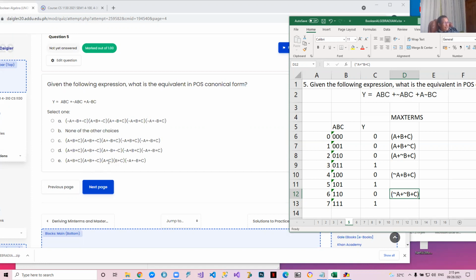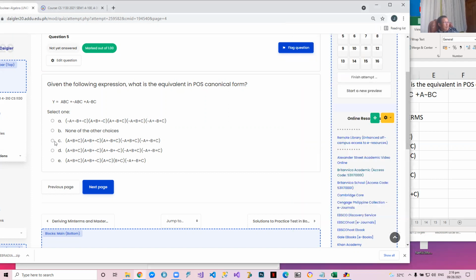But letter E is not a choice because A plus C and B plus C are not max terms. So therefore, we'll rule out letter E. So our only choice will be A, C, and B. Okay, so C and D na lang tayo, no? Because A plus B plus C, and then we'll have A plus B plus not of C. They're the same. A plus not of B, C. So take note that it's different now, no? And then we'll just continue with C to make sure it is. So not A plus B plus C is there. And then the last is not A plus not B plus C. So letter C is the correct answer.